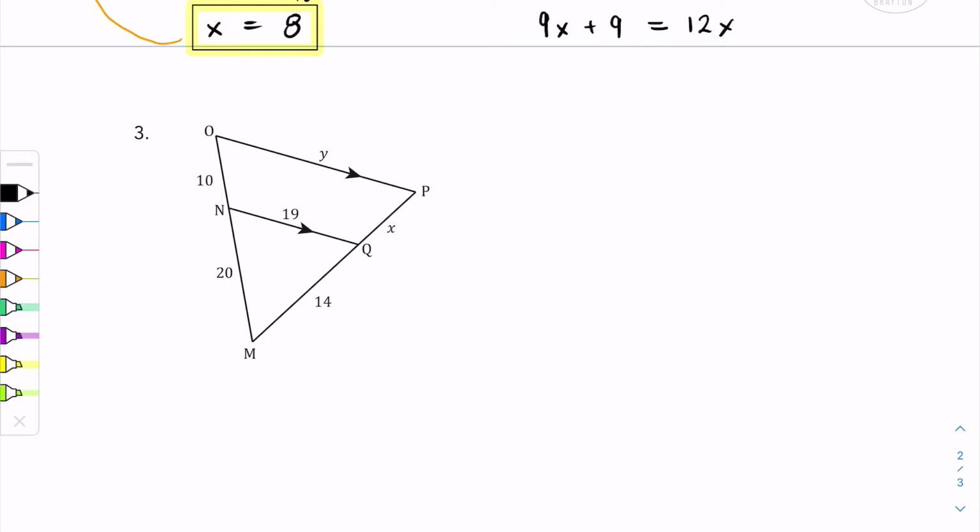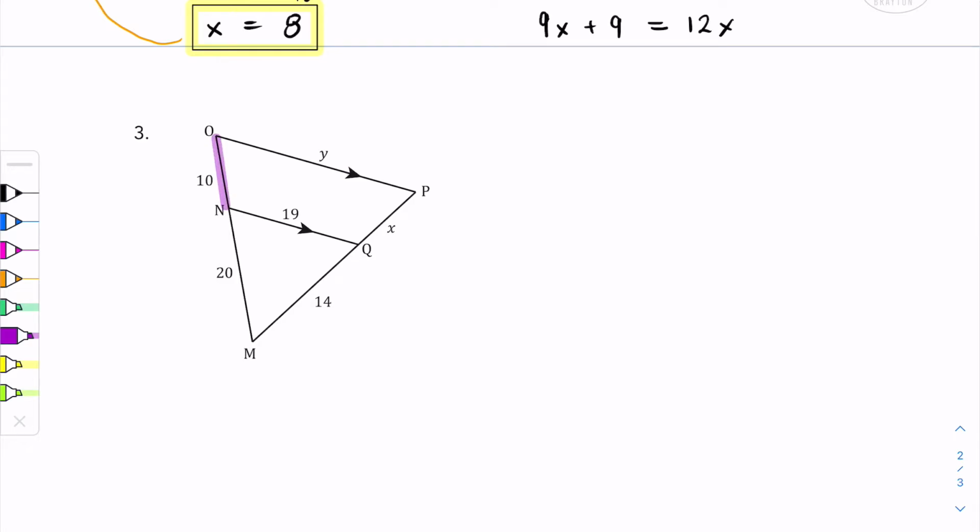Okay, number 3. For number 3, we are using the side splitter theorem. We're going to solve for x, and then we need to use the fact that we have 2 triangles to solve for y. Before we solve for y, let's take a look at what we're dealing with. We have 2 parallel lines indicated with my parallel marks. Therefore, I can use the side splitter theorem.